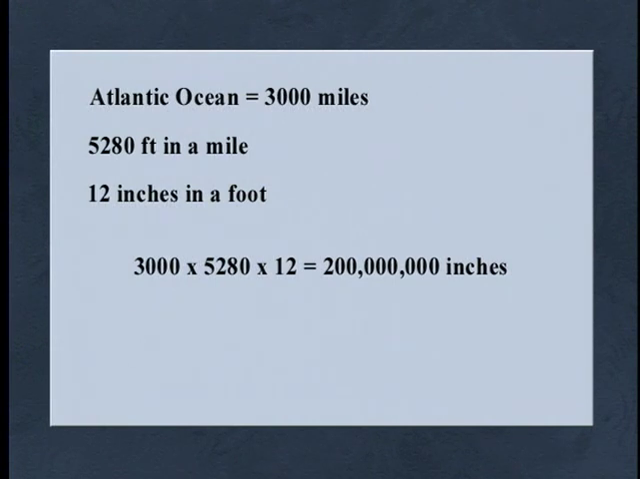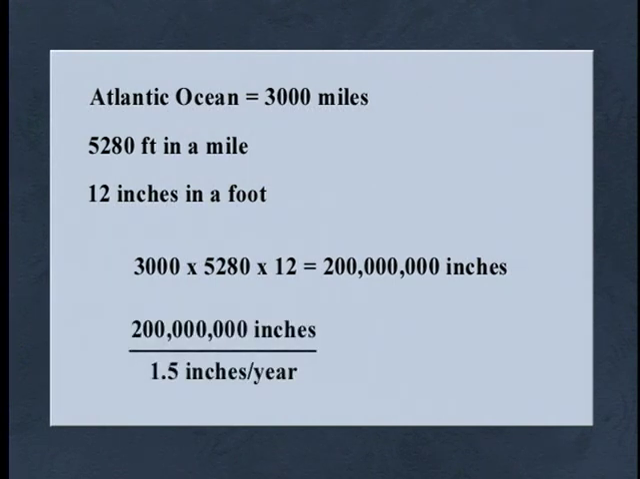Now, at about 1.5 inches per year of spreading, you take 200 million inches, you divide it by 1.5 inches per year, and you come up with on the order of 150 million years. That's the age of the Atlantic Ocean at its current spreading rate. But the Earth is more than 4 billion years old. 150 million years is just the blink of a geologic eye.